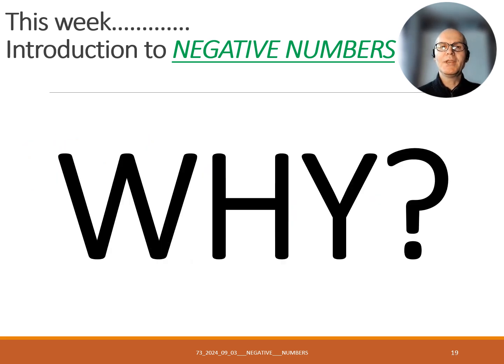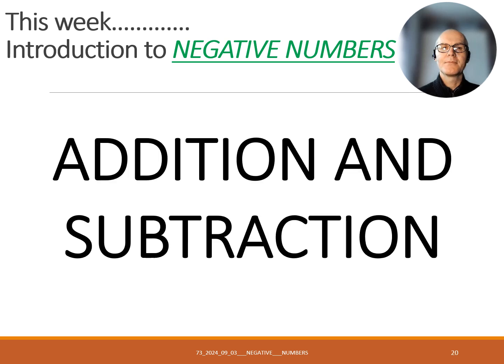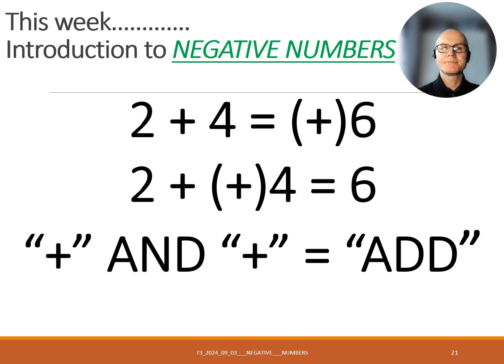But why? Why did we go left on the number line when previously, when we've been adding numbers, we went right on the number line? Why did we do that? Let's consider addition and subtraction of negative numbers. 2 plus 4 equals positive 6, or just 6. If you were to leave the signs in, effectively we've got positive 2 plus positive 4 equals 6.